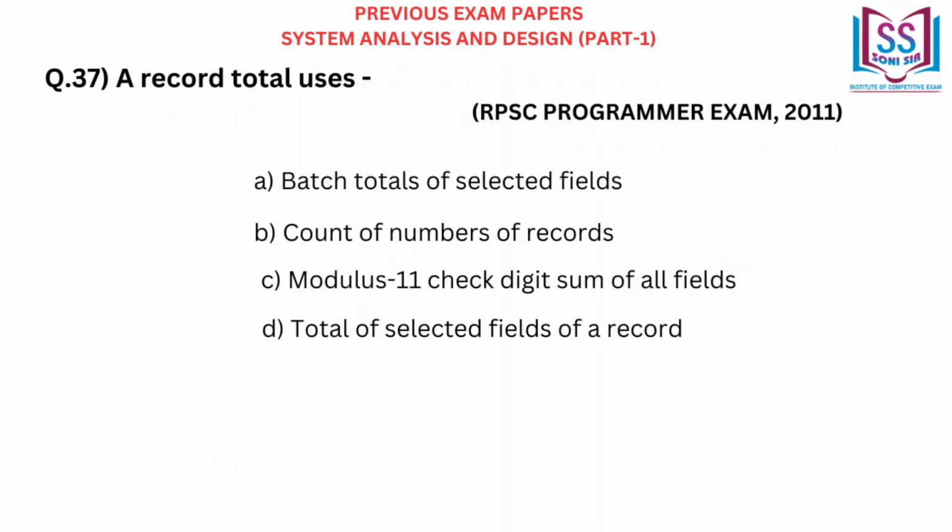A record total uses: A. Batch totals of selected fields. B. Count of numbers of records. C. Modulus 11 check-digit sum of all fields. D. Total of selected fields of a record. Correct answer: D. Total of selected fields of a record.